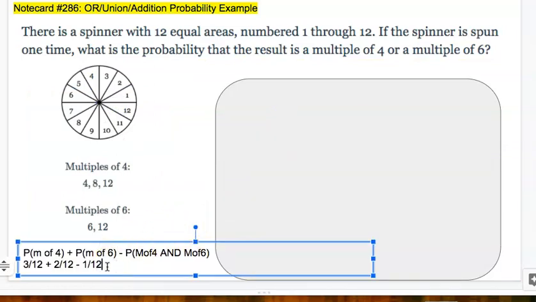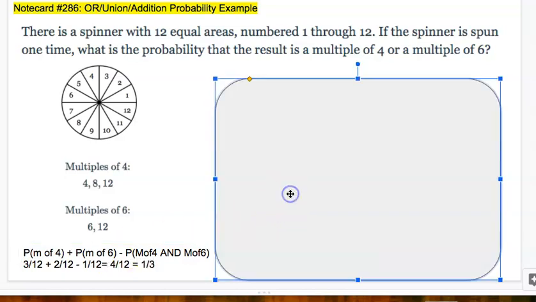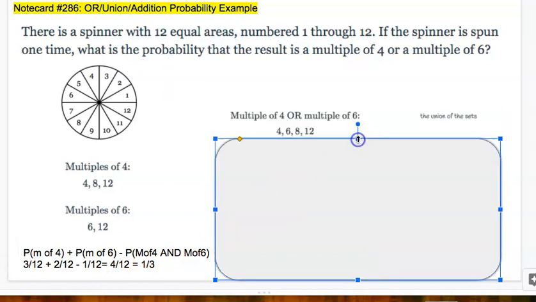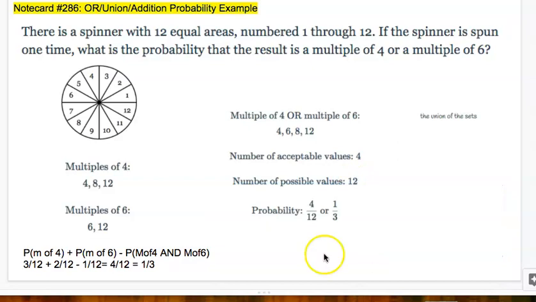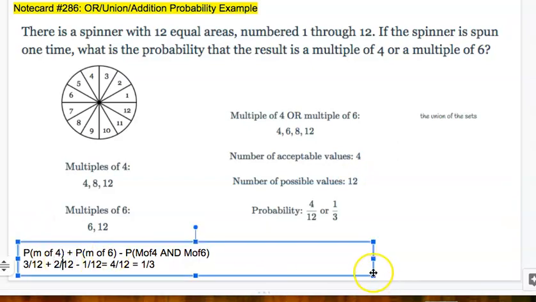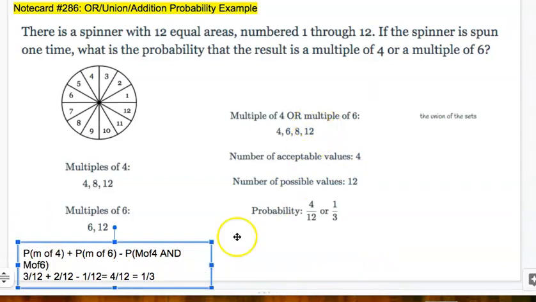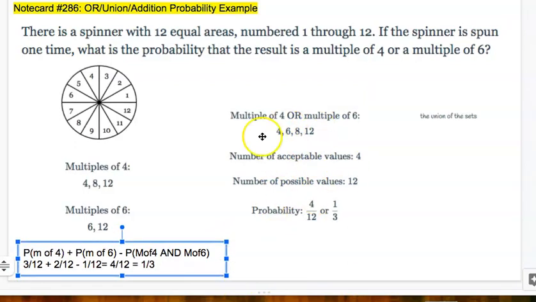And so what does that give me? 3/12 plus 2/12 is 5/12, minus 1/12 is 4/12, which reduces to 1/3. So let's see. Now, the union of the sets: 4, 6, 8, and 12. There's 4 of them, which we figured out using the formula, and 4 out of 12 is simply 1/3. So I showed you down here how to use the actual formula because sometimes it's just not as easy as what this makes it look.